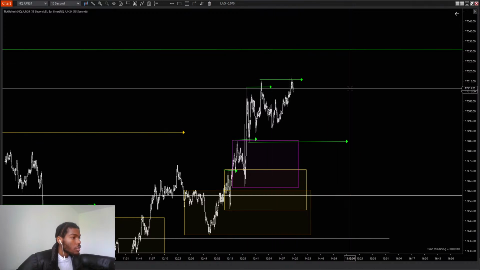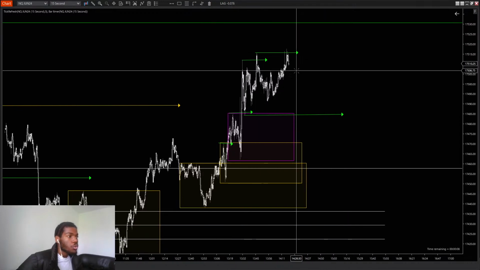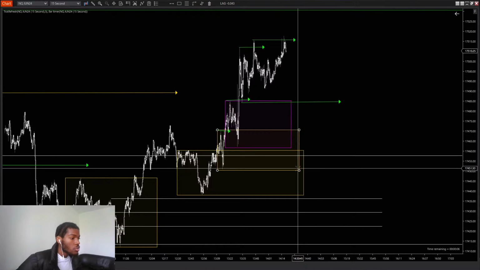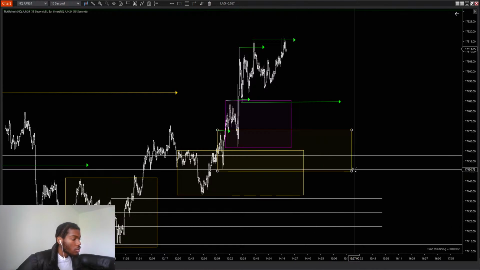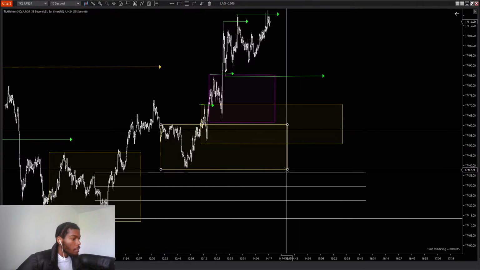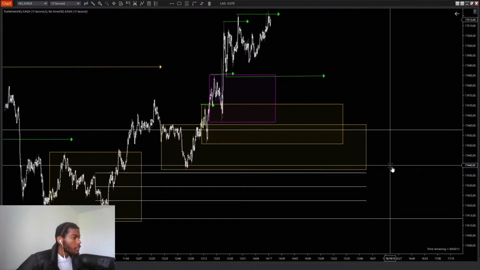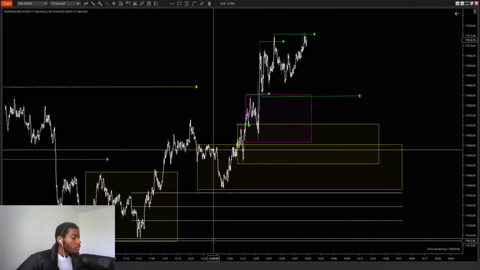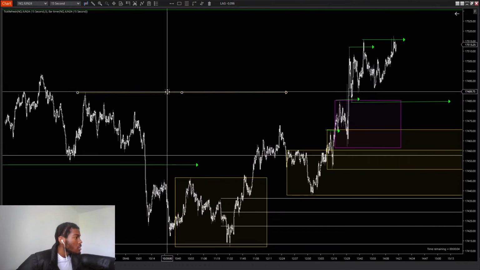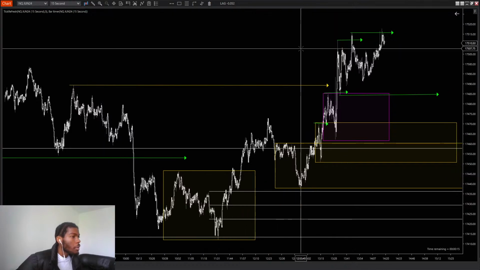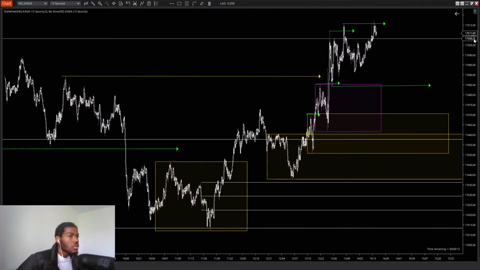So this is not an environment in which you want to be buying. Where I'm choosing to buy is at the bottom of the range. Right now we're at the top. In fact, we're above. What's this yellow line here? Yeah, this is a higher time frame high. We're currently above. So yeah, you don't want to.